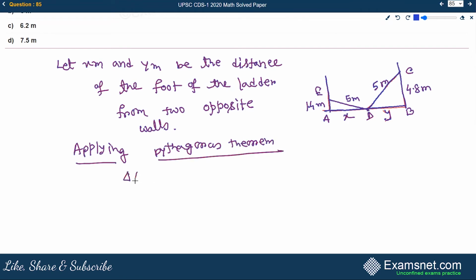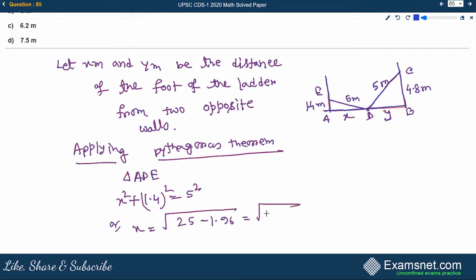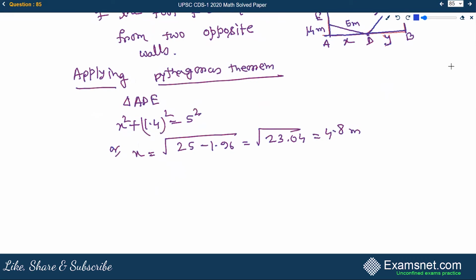here in triangle ADE, we can write x square plus 1.4 whole square equals 5 square. From here, we can get the value of x, that is root under 25 minus 1.96, root under 23.04, that is 4.8 meter. We got the value of x.